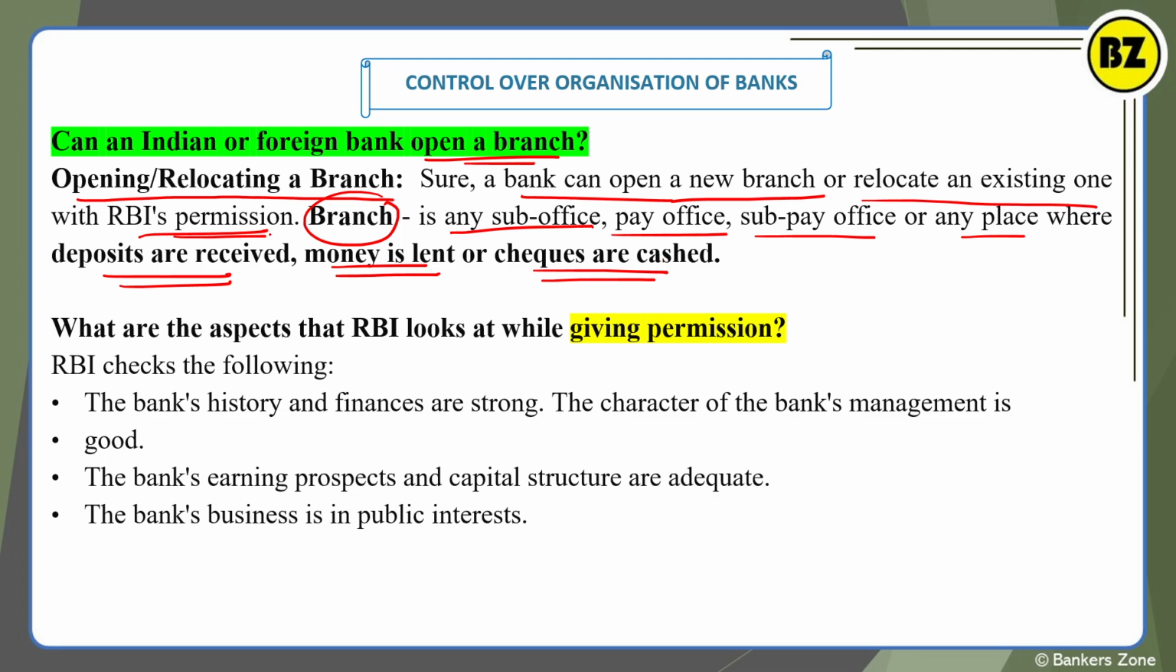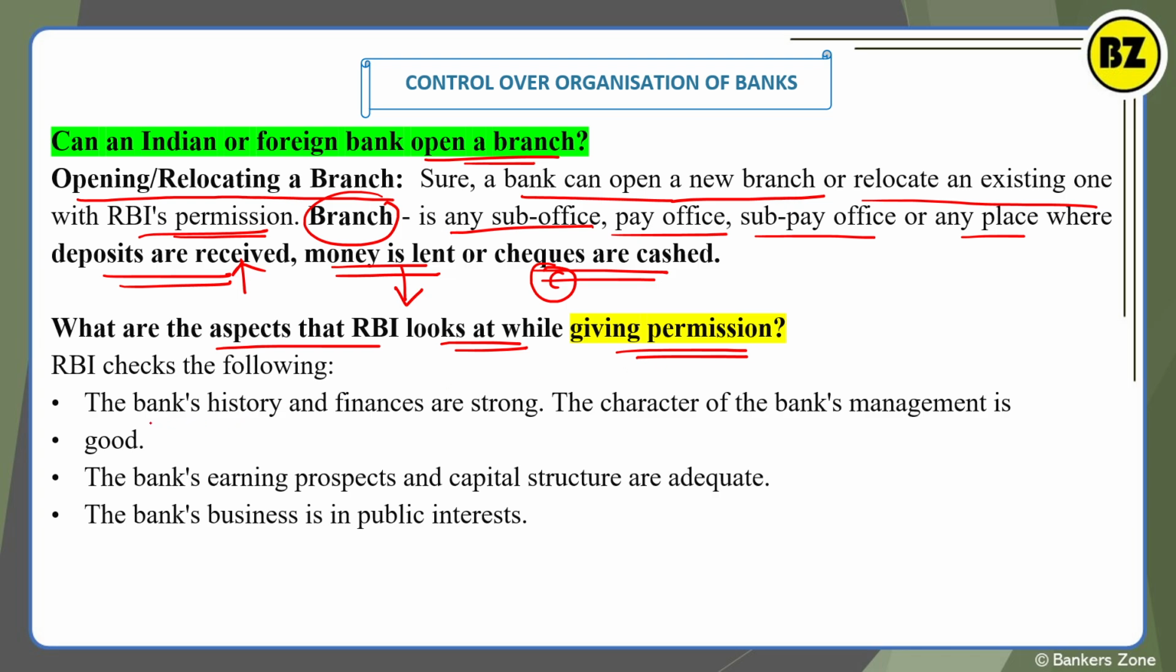So what is a branch? Where money is received, money is lent or checks are encashed, that place is called a branch. So can we open a branch? Obviously we can open a branch, and we can relocate the branch as per the conditions of RBI. Now see, what aspects does RBI look at while giving permission? So what does RBI check basically?